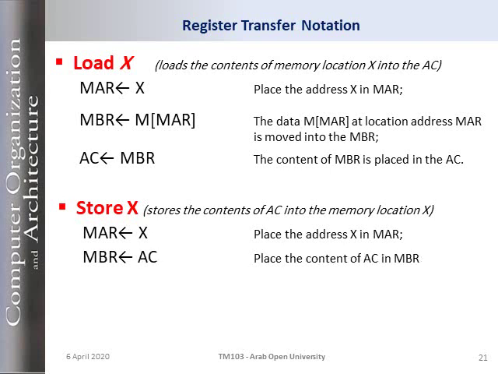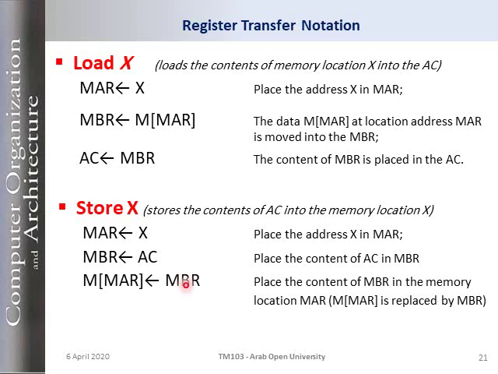Then, whatever is in the accumulator, we need to move it to the buffer. Then from the buffer, we'll move the data to the memory. Where in the memory? We will indicate that by the address stored in the memory address register. So place the content of the MBR in the memory location MAR in the memory.